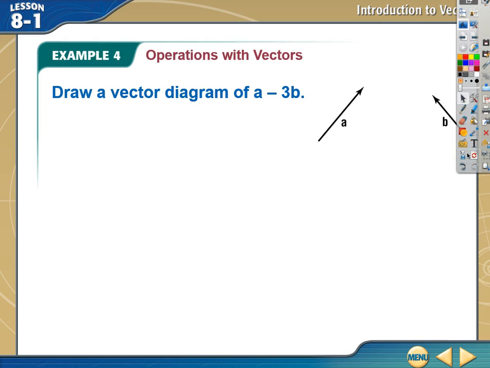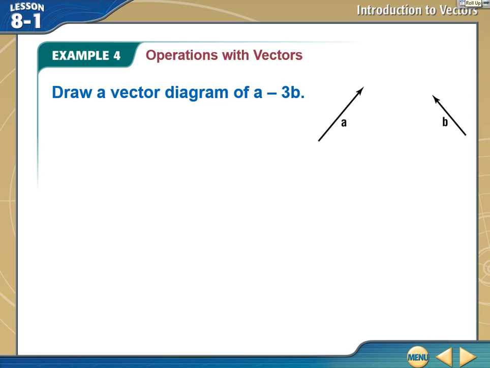So first one here says draw a vector diagram of a minus 3b. So what does this mean? This means that first thing I need to do is take a, and I'm going to draw a right here. It's going to be the exact same thing, parallel, same everything. Here's a. And I want to do a minus 3b. Well, I don't know what minus 3b is. They give me b. So we're going to work this out.